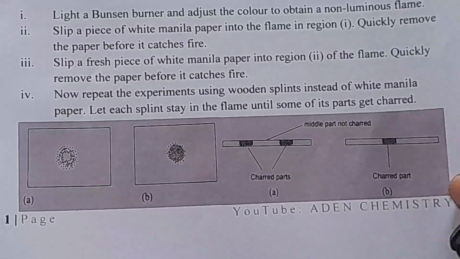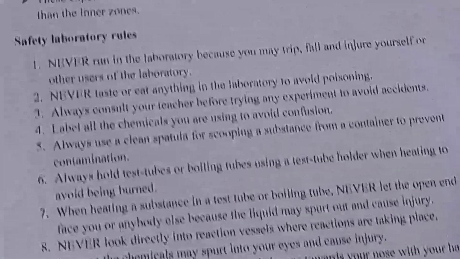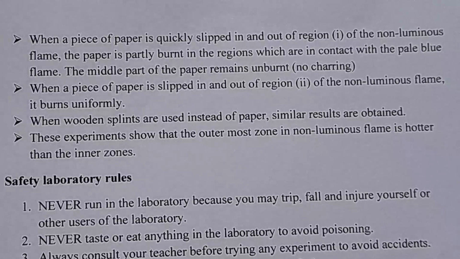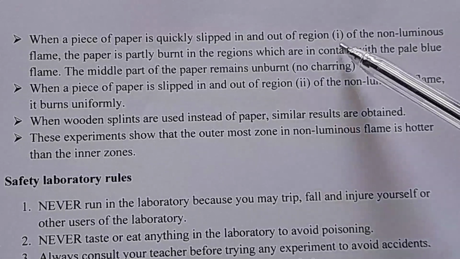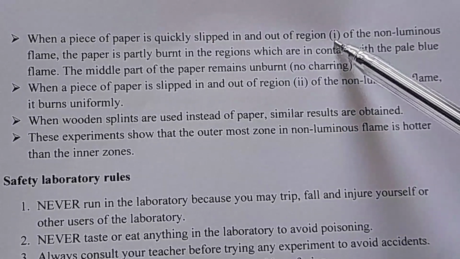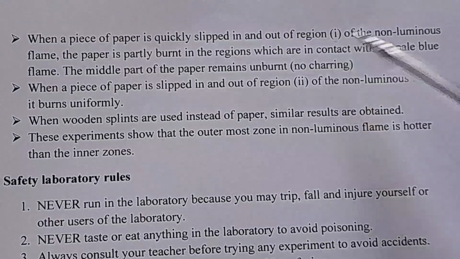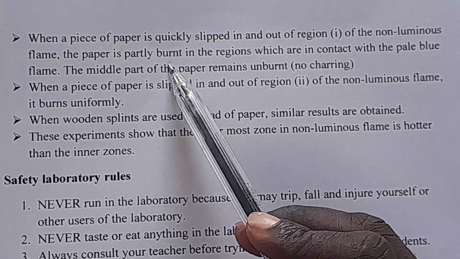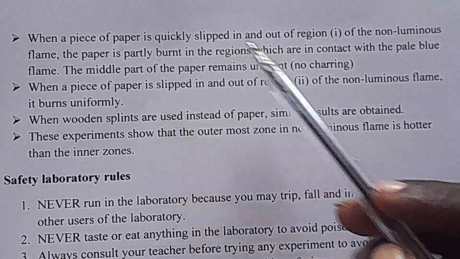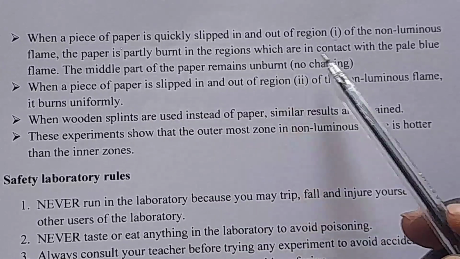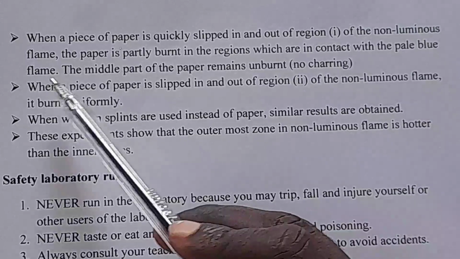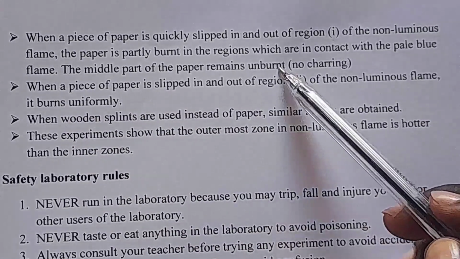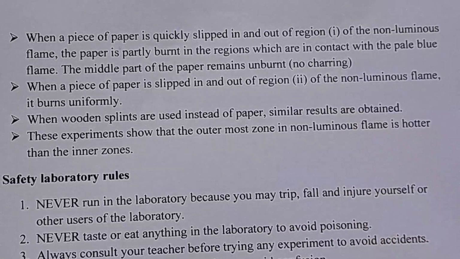Okay, let's go to the explanation. We are told when a piece of paper is quickly slipped in and out of region 1, the innermost region of the non-luminous flame, the paper is partly burnt, not completely burnt, in the regions which are in contact with the pale blue flame. The middle part of the paper remains unburnt. That's why we have no charring there.